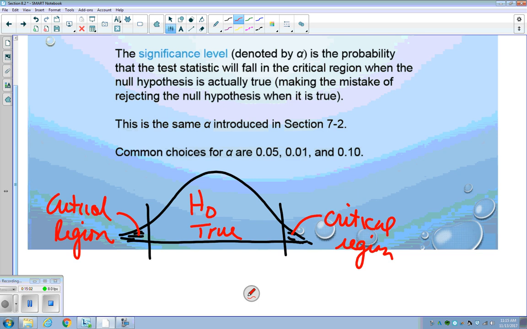So the alpha is how true and how sure I am that I would not fall in a critical region and reject that when it really is true. That's my alpha, that's my level of confidence. I don't want to reject a null hypothesis if it really is true. So I want to have that significance level.